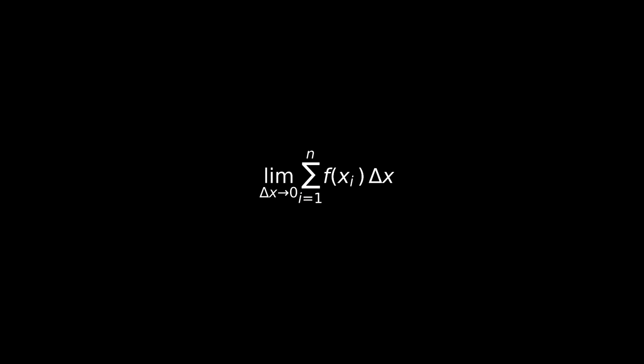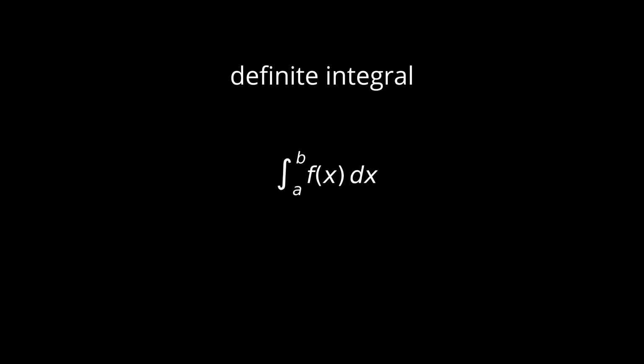But we're not satisfied with pretty good, so we make the rectangles thinner, and thinner, and thinner. We let delta x shrink towards 0. Not become 0, just approach it. And when we take the limit of that Riemann sum as delta x approaches 0, the approximation becomes exact. That limit has a name. It is called the definite integral. The definite integral gives a number. That number represents the exact accumulated area under the curve between A and B.